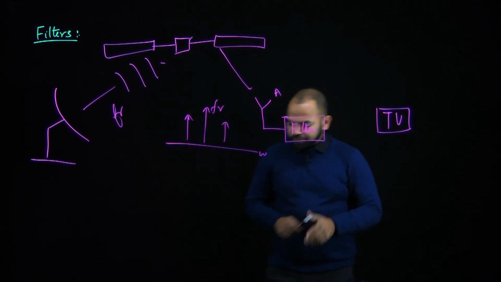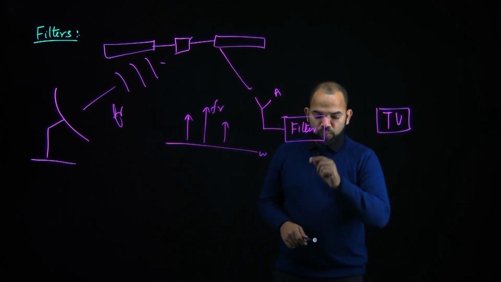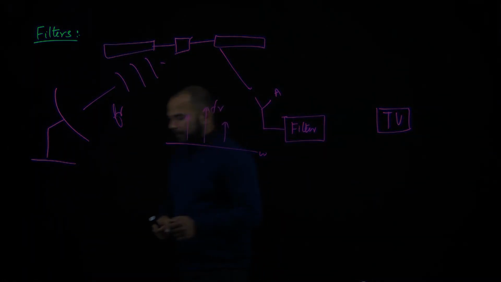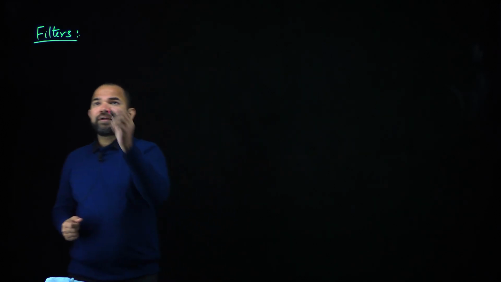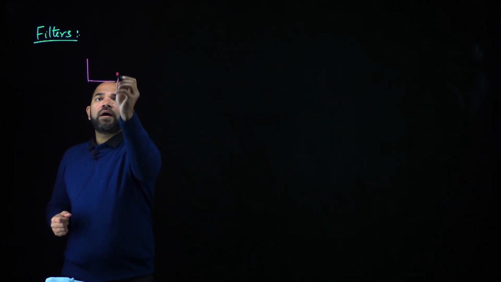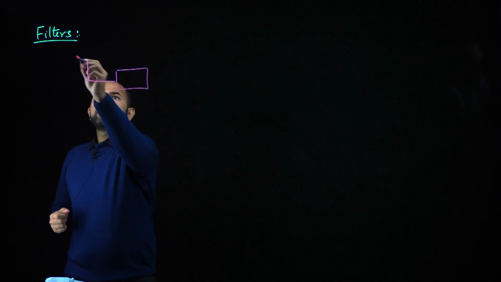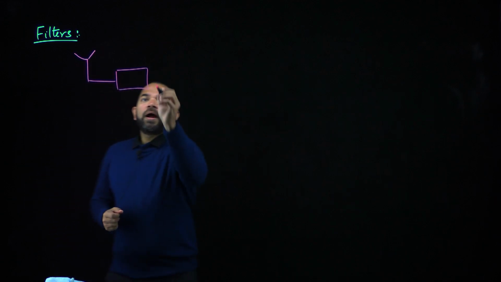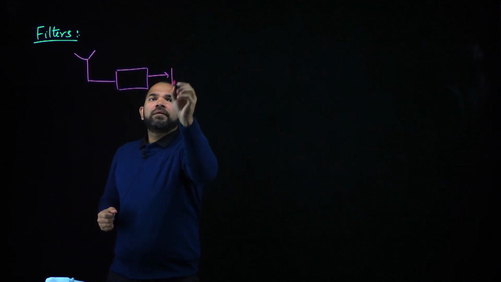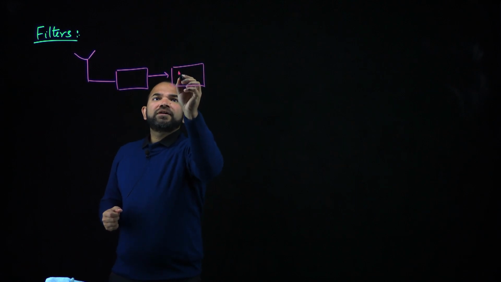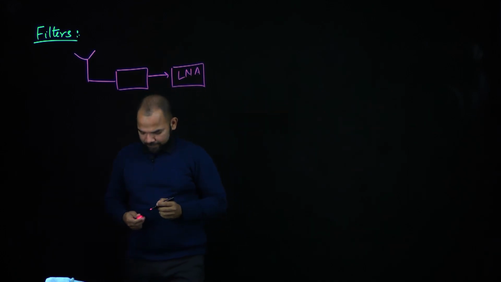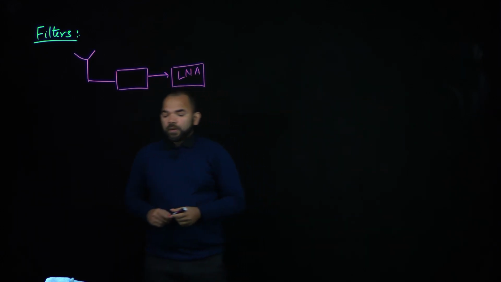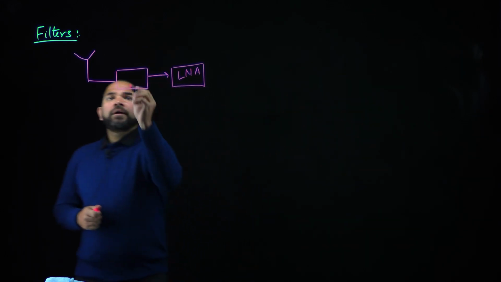So let's discuss more about this. We have seen the position of the filter. It's just after our antenna, and it is sending the filtered signal to another device. Usually we have an LNA, a low noise amplifier. So here is the filter.